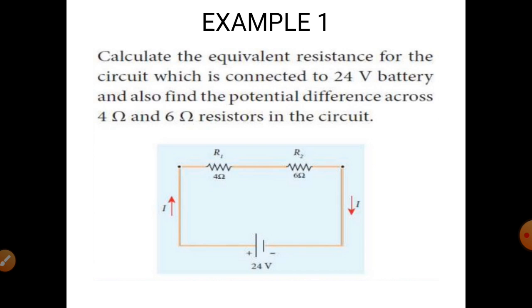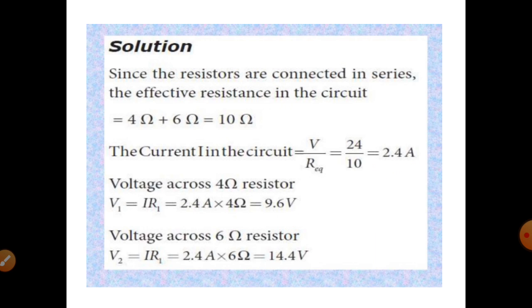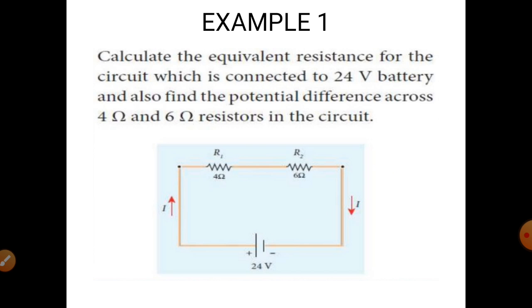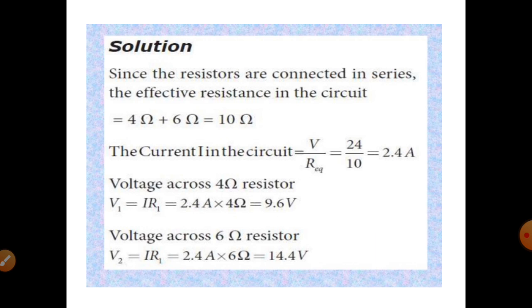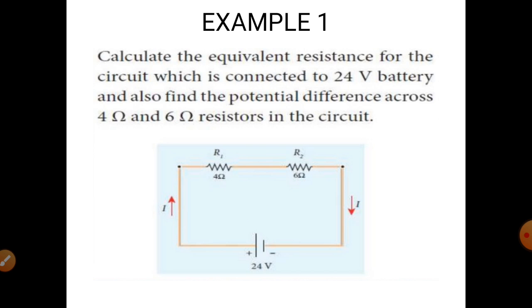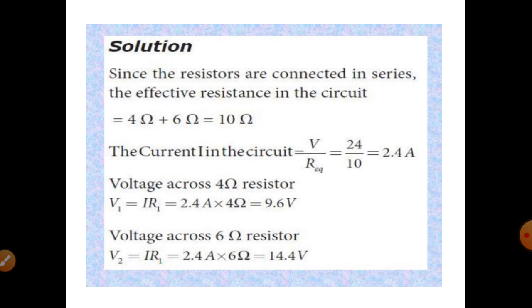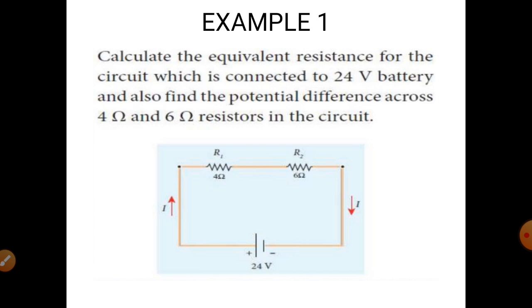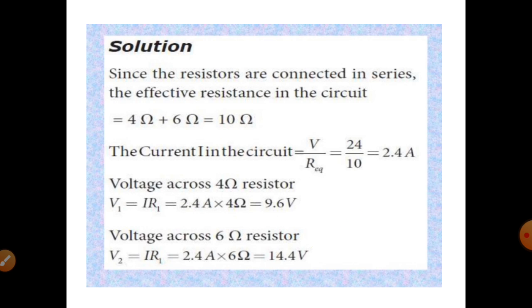The voltage across the 4 ohm resistor is V1, which is equal to I into R1, is equal to 2.4 into 4 ohm, which is 9.6 volt. And next we get the value of V2. V2 is the voltage across the resistor R2. V2 is equal to I into R2. The total current I is 2.4, into the resistance value 6. 2.4 into 6 is equal to 14.4 volt. These are the different potentials across the 4 and 6 ohm resistors in this circuit.